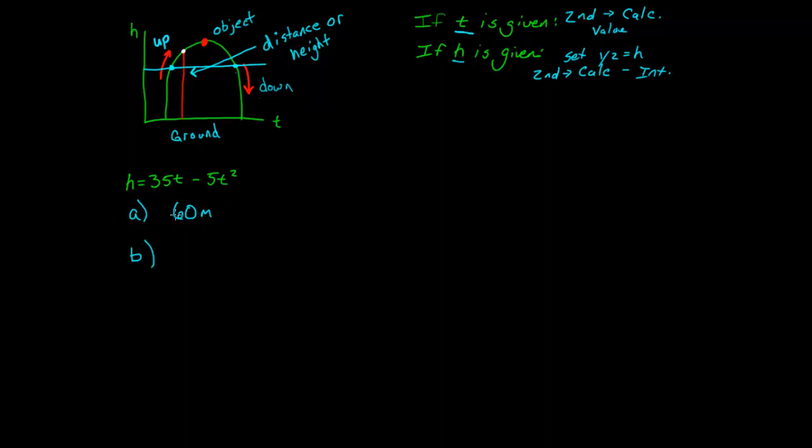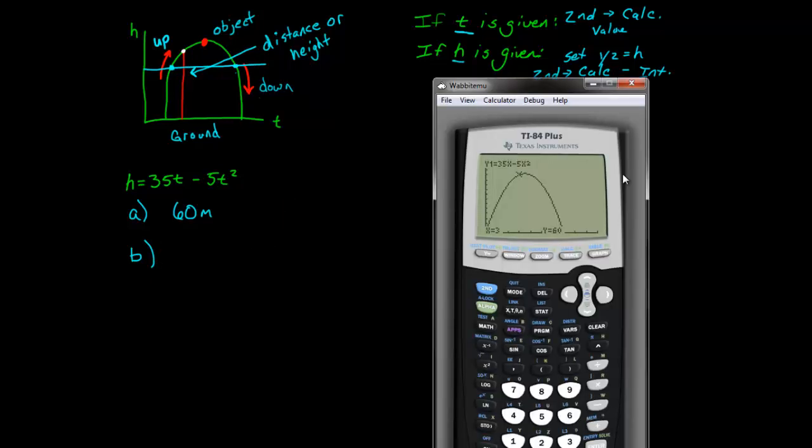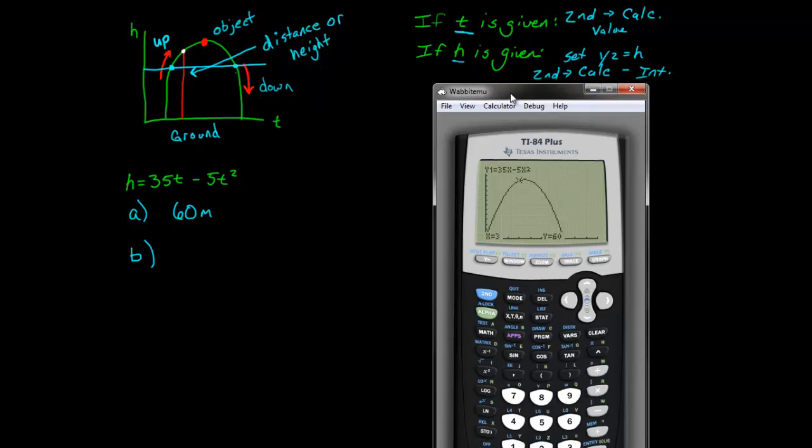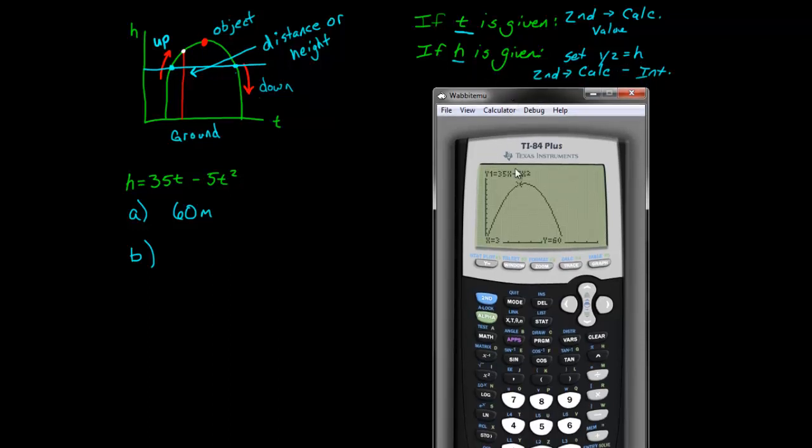And let's look at B. Grab the calculator. After how many seconds will the ball be 50 meters high? So what does it give us there? Does it give us our h or our height? Or does it give us our time? It asks us for the time. So it gives us our h. If h is given, set y2 equal to h. Go to y2. It gives us 50. Now we're going to go second, calc, and we're going to find our intersections.